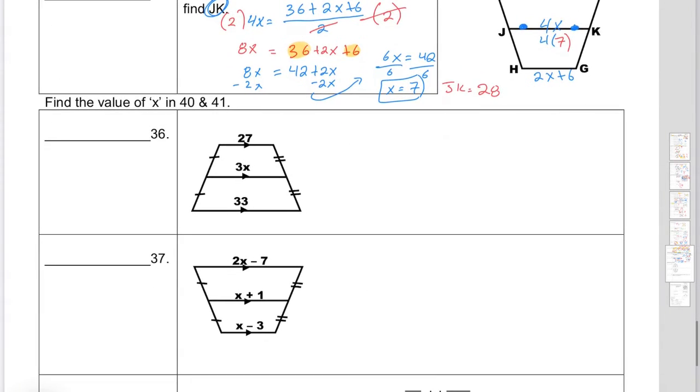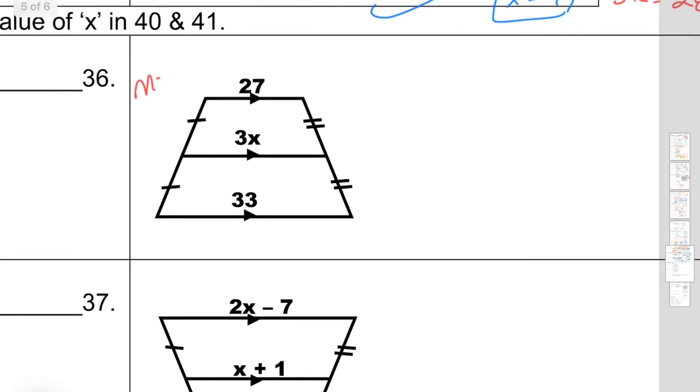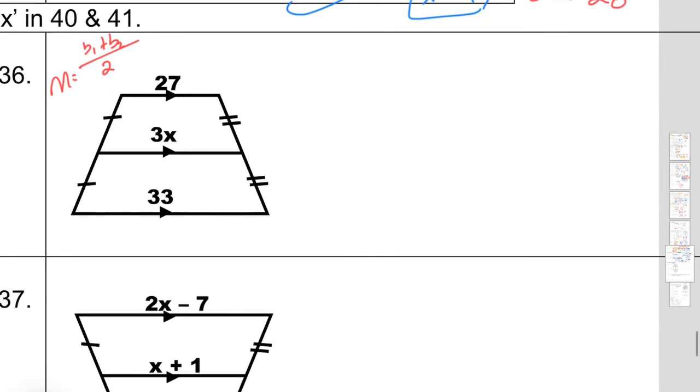Moving on. So question 36. Once again, we're going to use the mid-segment formula, which is base 1 plus base 2 divided by 2. So here, the mid-segment is 3x, base 1 is 27, base 2 is 33, divided by 2.